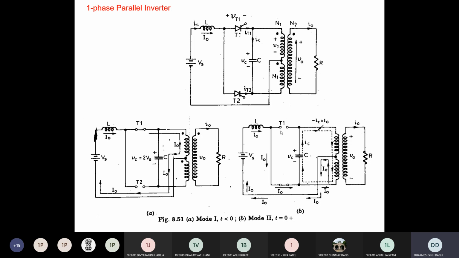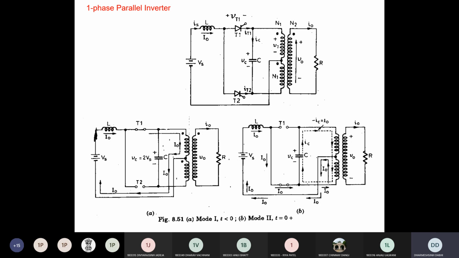And when it is off, when you turn on T2 here, you can see that at mode 2, at t is equal to 0 plus, when you turn on T2, for a very short instant of time both T1 and T2 are on. So the positive of this capacitor is connected with the cathode of T1, and the negative, through this T2, is connected with the anode of T1. So there is a reverse voltage across T1, and that is 2 times the supply voltage. Clear? So because of this high reverse voltage across T1, that will turn off your thyristor. Clear?